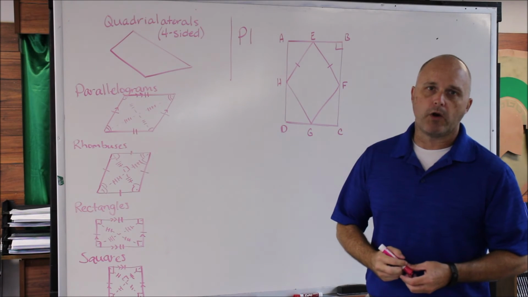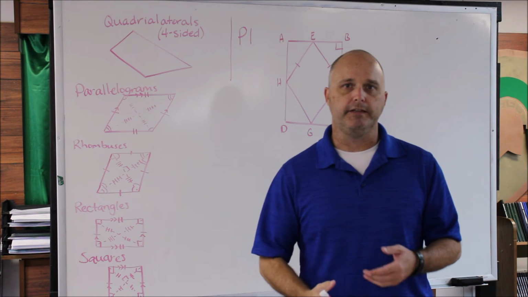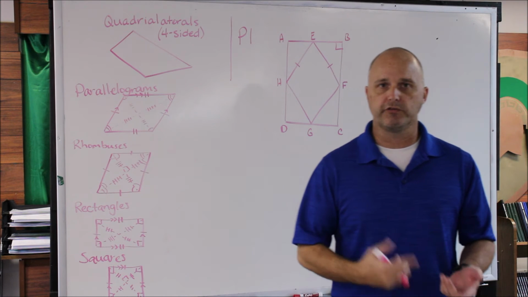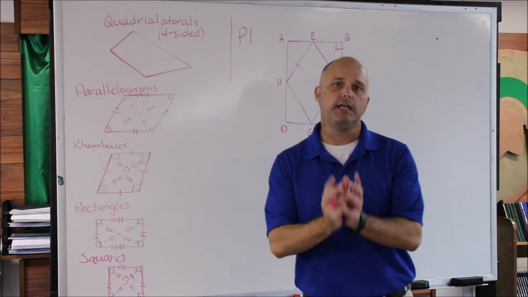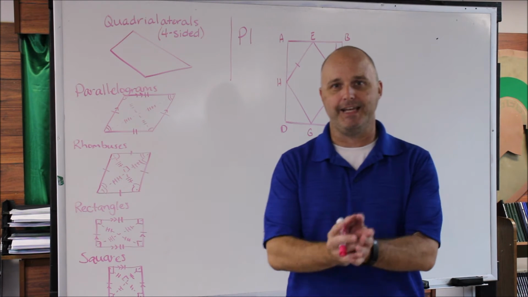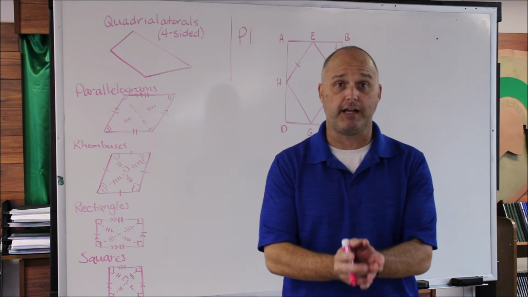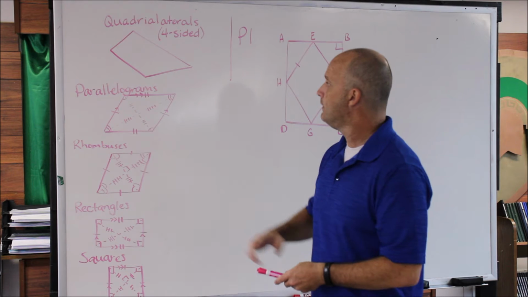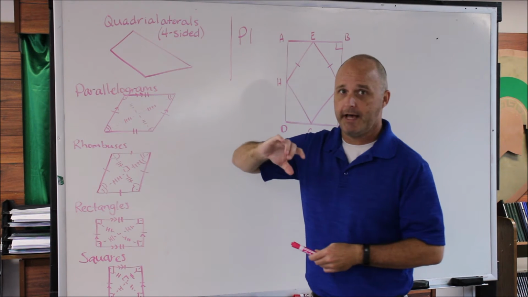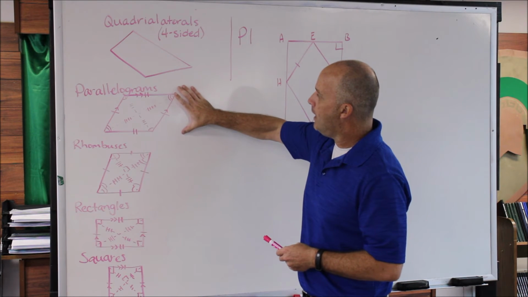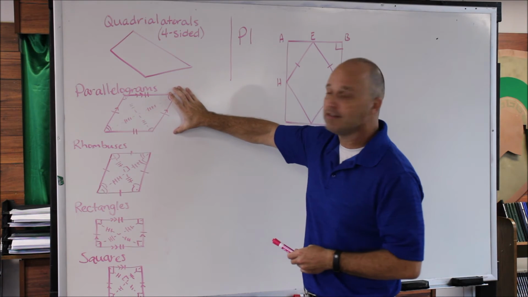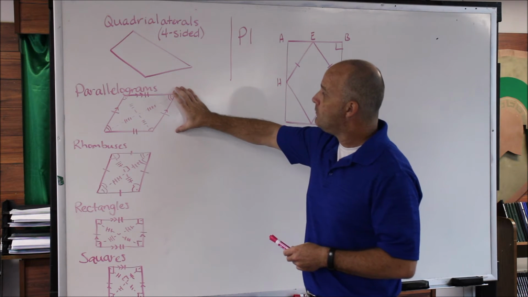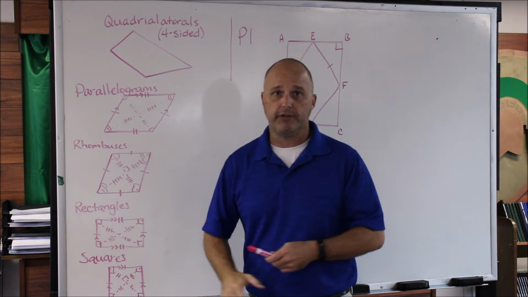In problem number 1, we're asked, is parallelogram ABCD a rectangle, a rhombus, or a square? So we've got a key piece of information just in the question itself. It gives us the parallelogram symbol. So it's telling us it's not just a quadrilateral. It has the characteristics of a parallelogram. So it's got to be one of these 3 things.